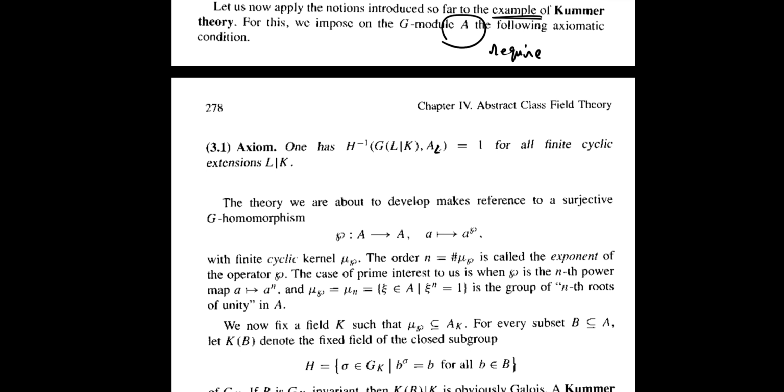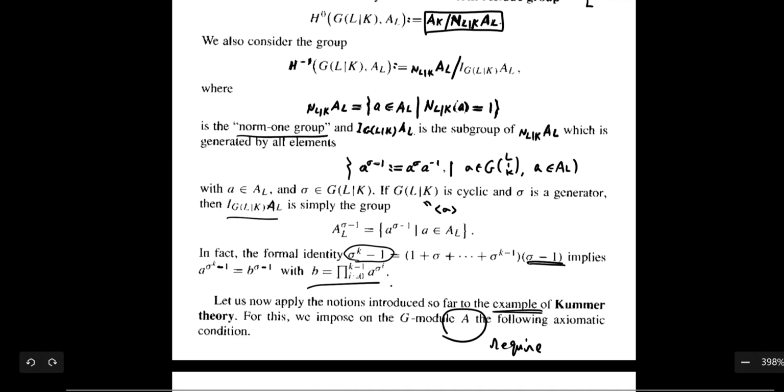G module A, we require H minus 1, that cohomology, A I equals 1. By definition, this means we require this.